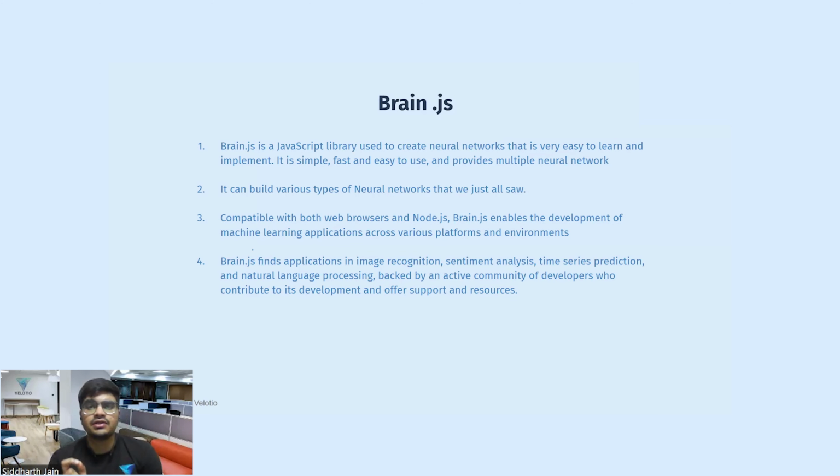Brain.js is a JavaScript library used to create neural networks that is very simple to learn and very easy to implement as well. It can build the various types of neural networks that we just discussed. Compatible with the web browser and Node.js, Brain.js enables the development of machine learning applications across various platforms. Brain.js finds application in image recognition, sentiment analysis, time series prediction, and NLP. It's also backed by an active community of developers who contribute to development and offer support and resources. Thus, we can see that Brain.js is a complete pack solution for bringing AI to the browser with the help of an easy language, that is JavaScript.